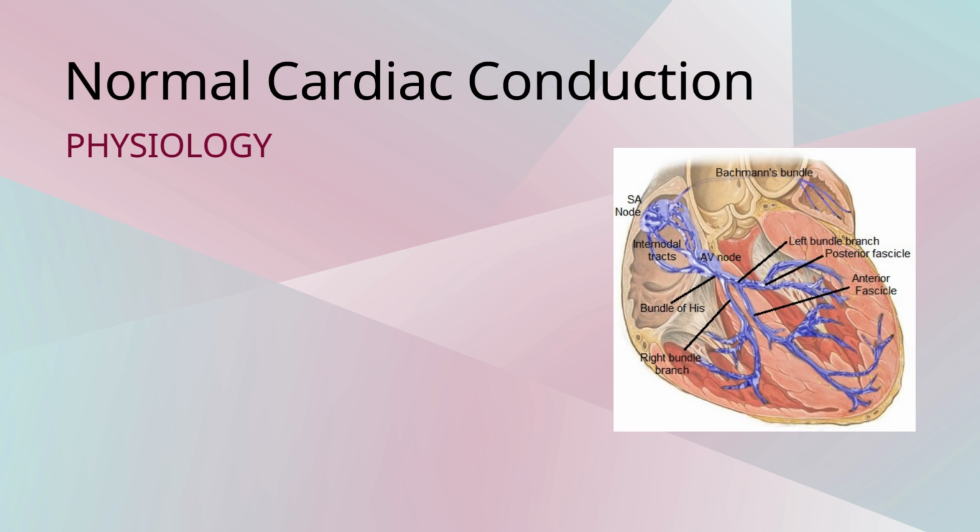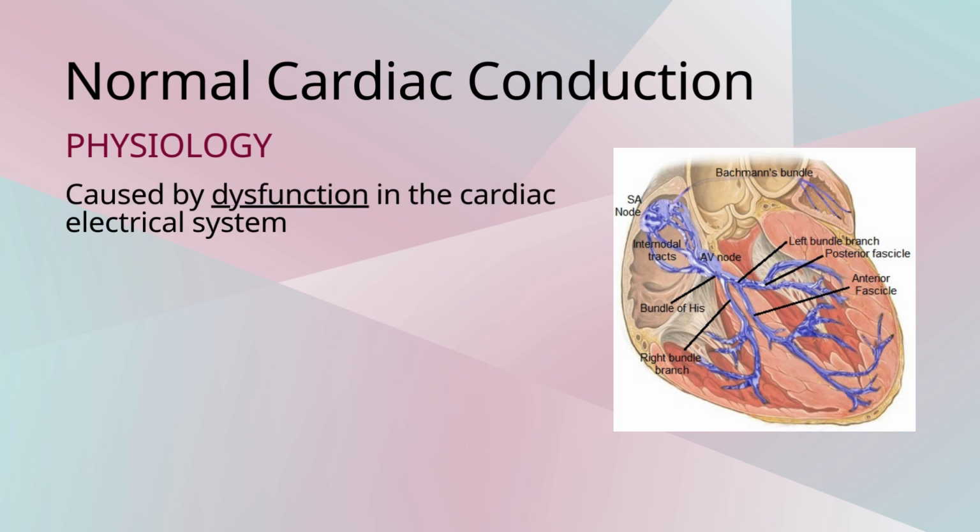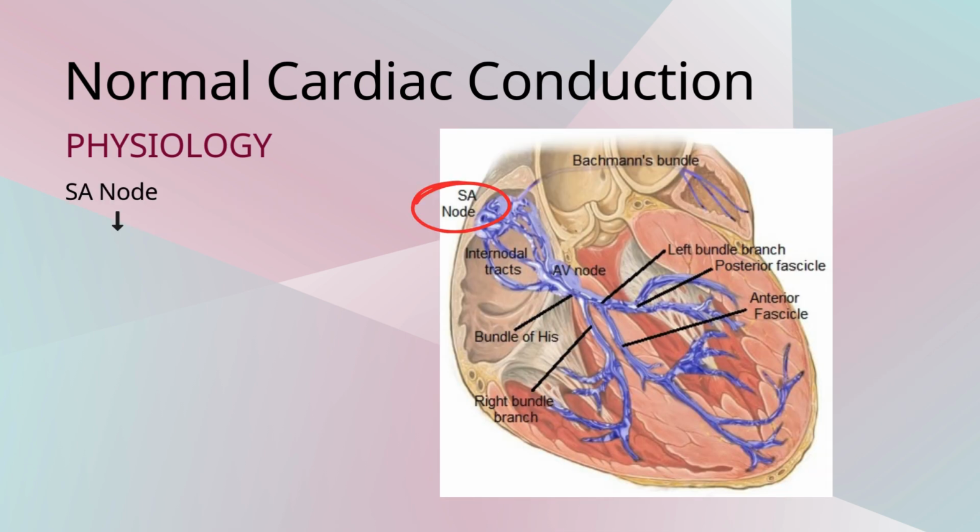Before you understand pathophysiology, it's always important to make sure you understand normal physiology. Conduction disorders are caused by dysfunction in the cardiac electrical system, which controls the heart's rate and rhythm. So before we go over the dysrhythmias, let's quickly review the normal conduction cycle. It starts in the SA node. This is the heart's natural pacemaker located in the right atrium. It initiates impulses at 60 to 100 beats per minute under normal conditions.